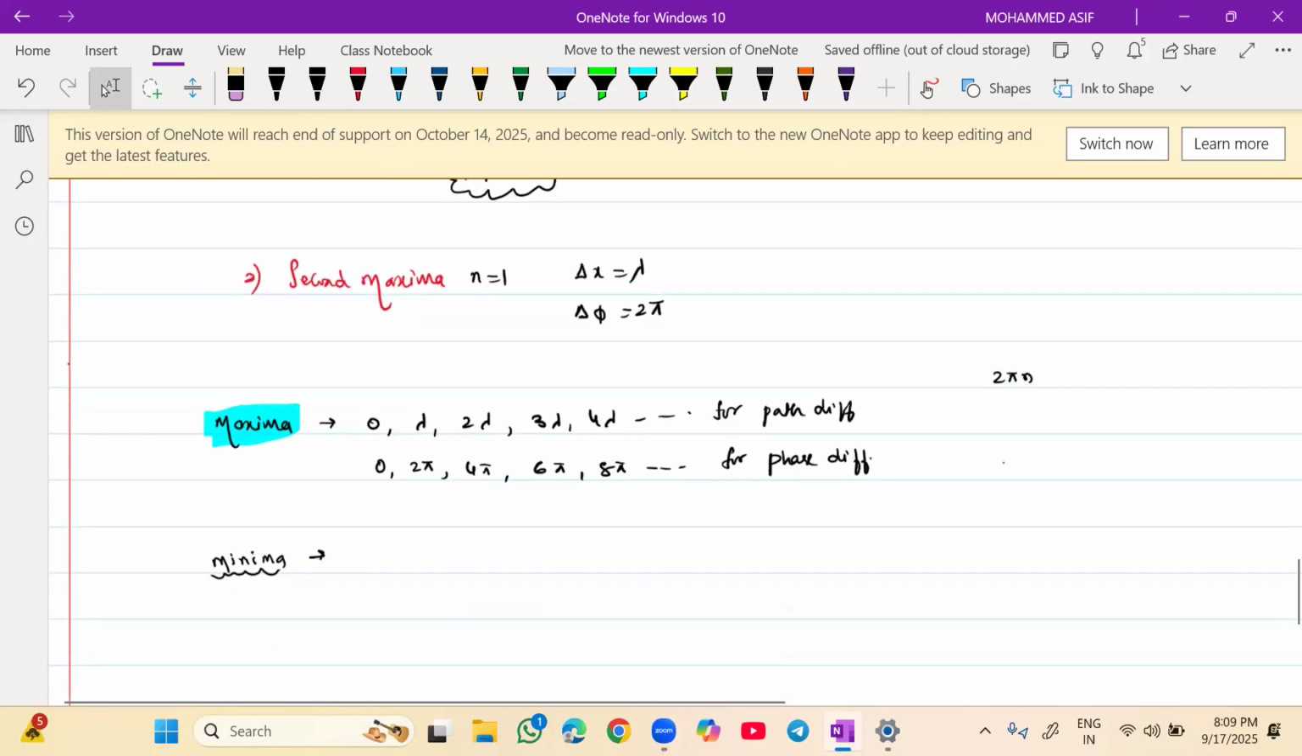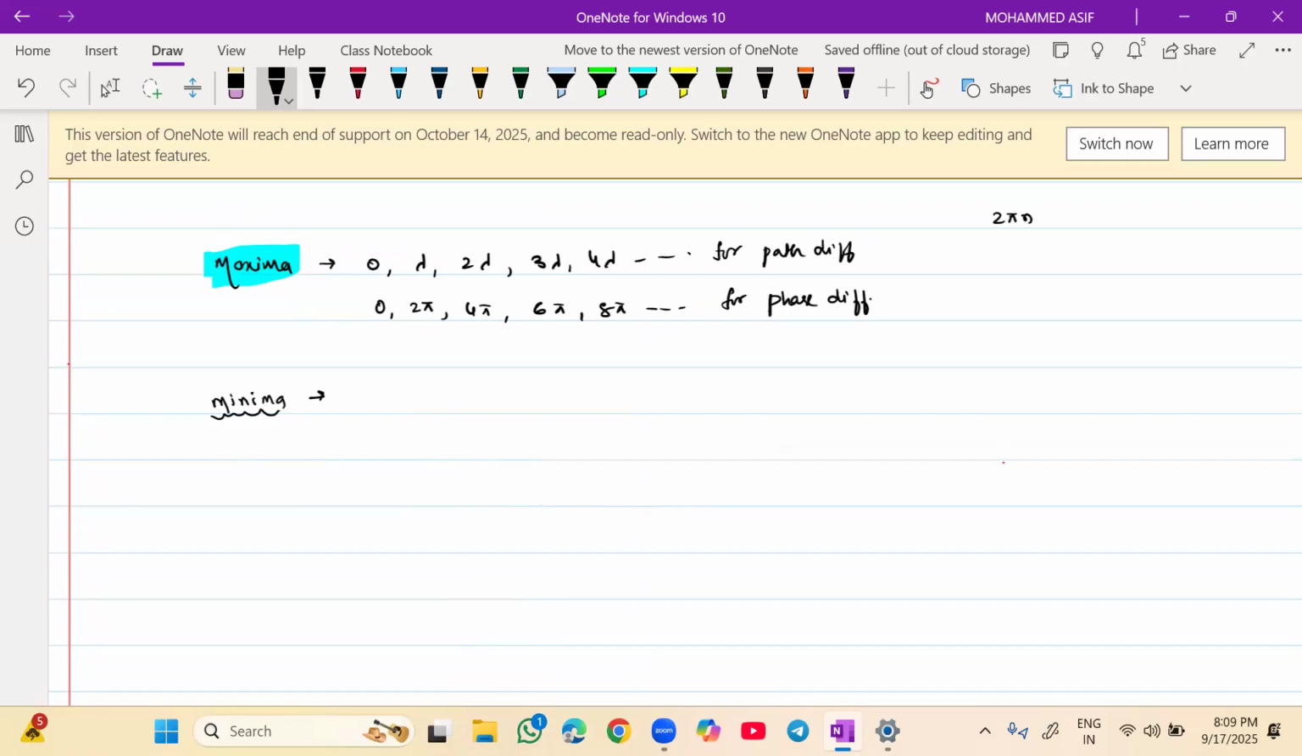First minima is formed at what position? Formula is (2n minus 1) into lambda by 2. So keep n as 1, so 2 minus 1 is 1. So first, right now, is at lambda by 2, first minima. The next one, 2 into 2 is 4, 4 minus 1 is 3, so this one is 3 lambda by 2. Next one is 5 lambda by 2. Next one is 7 lambda by 2. Next one is 9 lambda by 2.